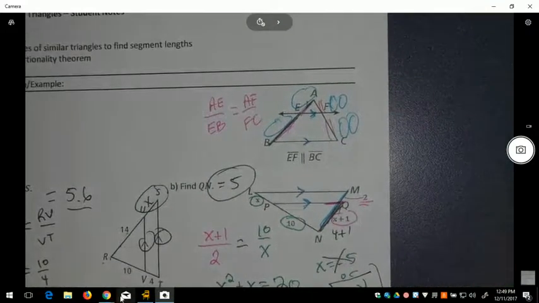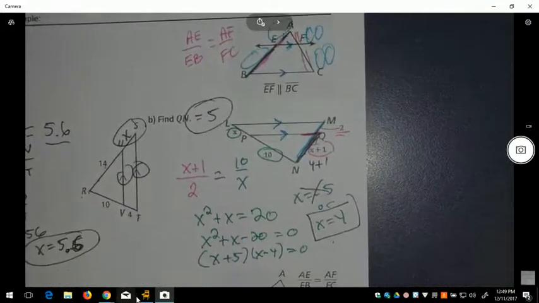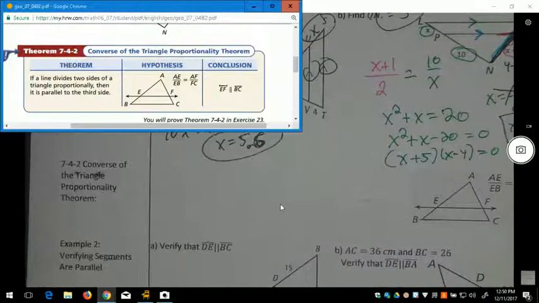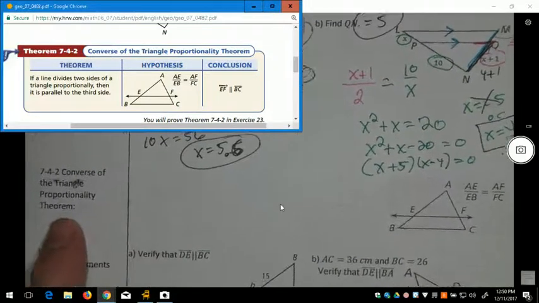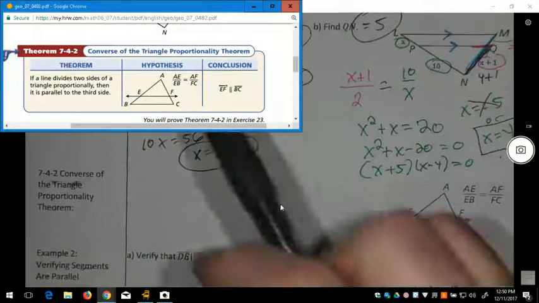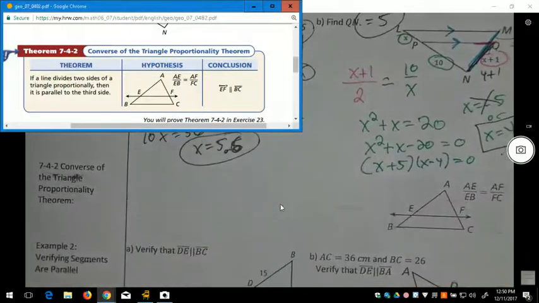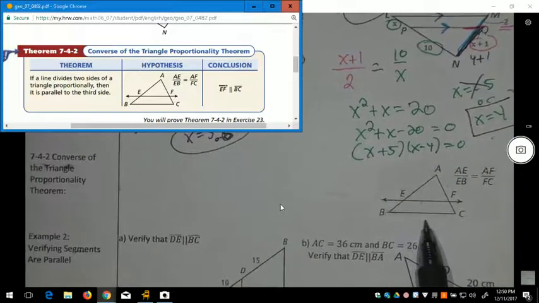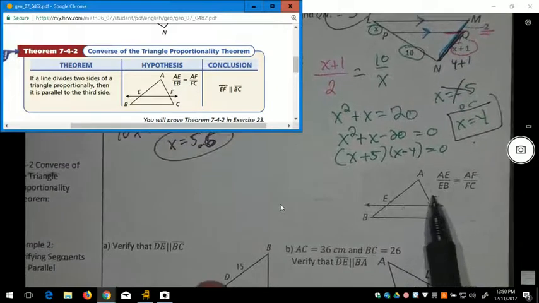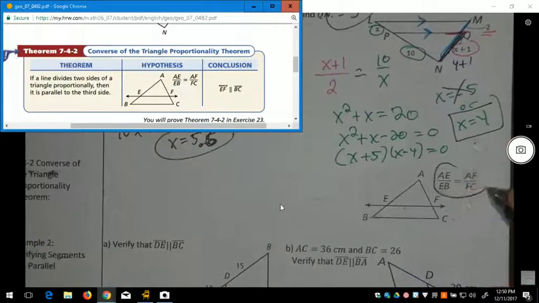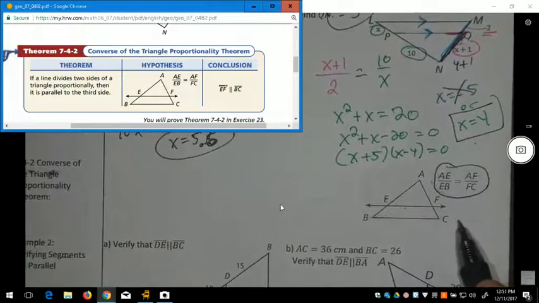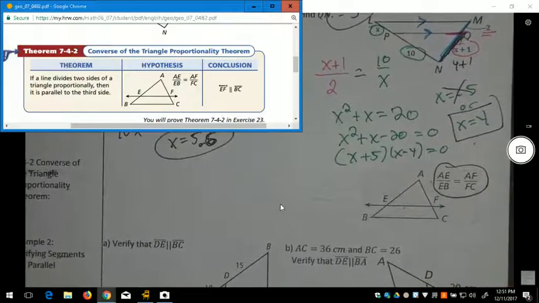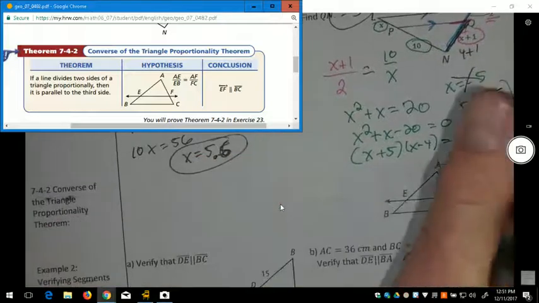Next, we'll look at the converse of the triangle proportionality theorem. The original theorem said if the line that intersects the triangle or cuts through the triangle is parallel to the base, then the proportions are equal. This one says if the proportions of piece over piece are equal, then these lines have to be parallel.